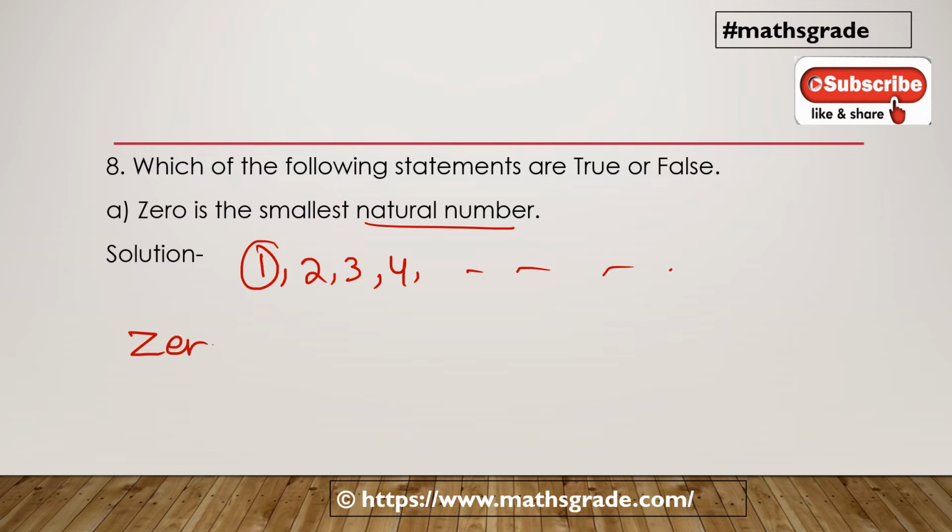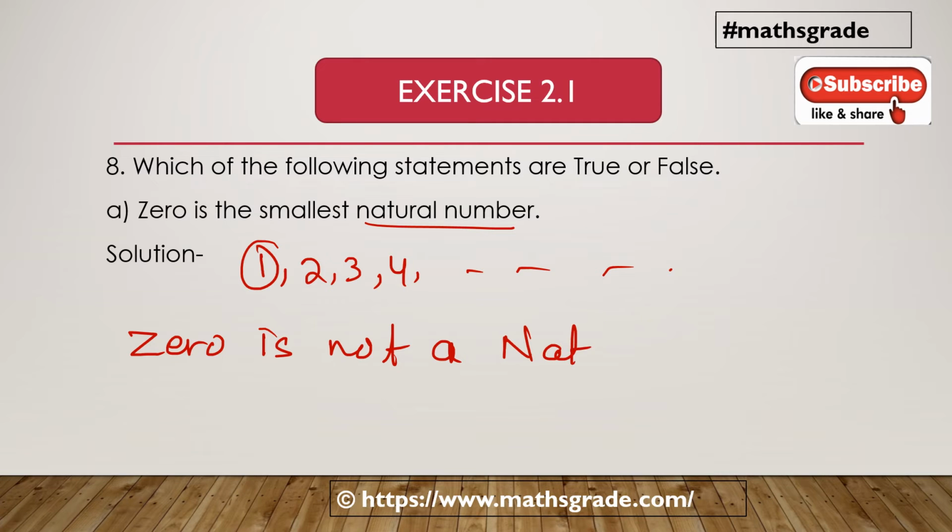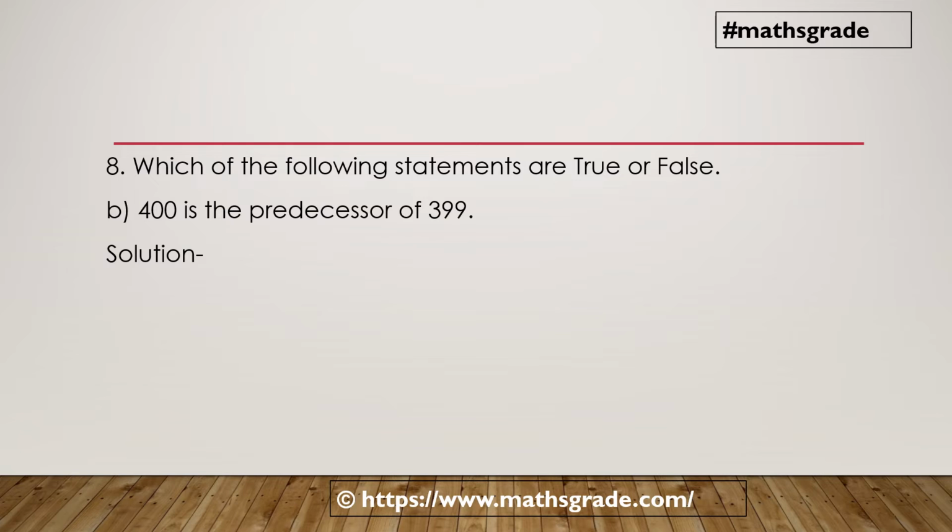So 0 is not a natural number. So 0 is the smallest natural number. This is false. Now question number second bit B. 400 is the predecessor of 399. We have to check is it true or false. We know predecessor is the before number or the previous number.